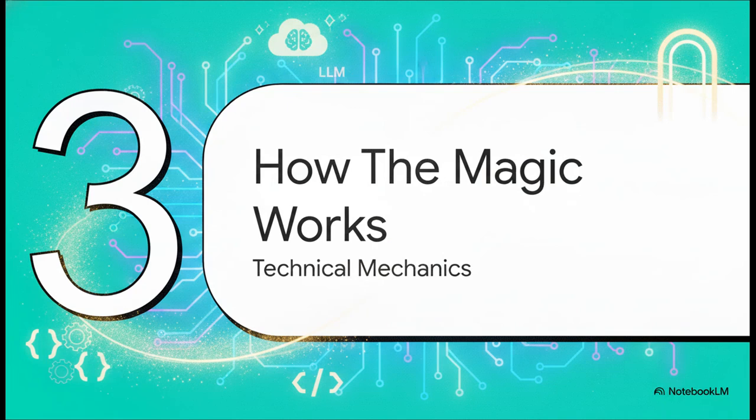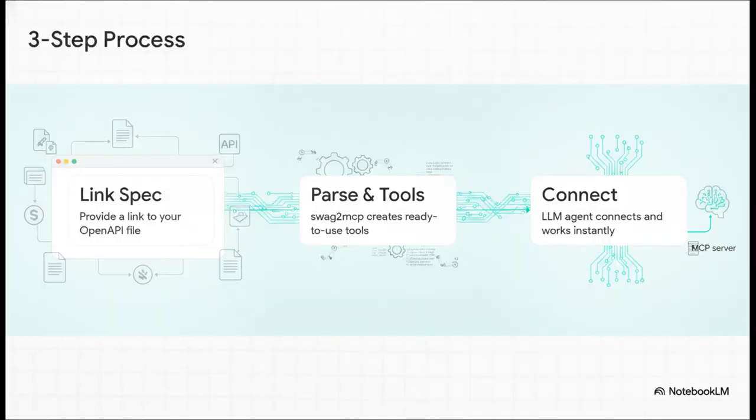Section 3. How the magic works. It's a beautifully frictionless three-step process. Step 1, you simply provide a link to your spec file. Step 2, swag2mcp instantly parses that specification and automatically creates ready-to-use tools out of your endpoints. And step 3, your LLM agent connects to the MCP server and just starts working with your API instantly. No compiling, no staging, just pure instant data flowing.